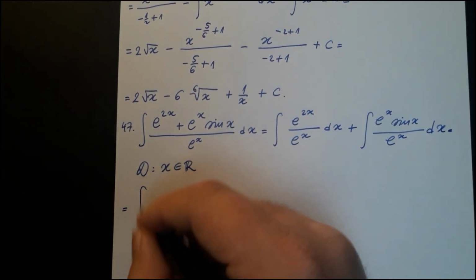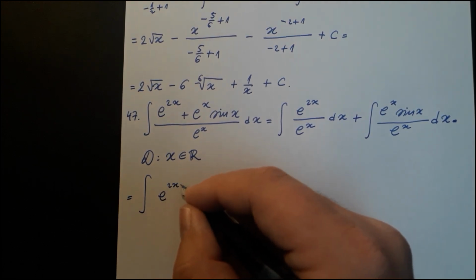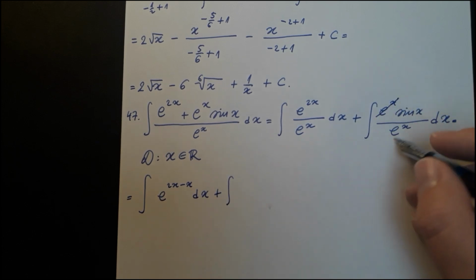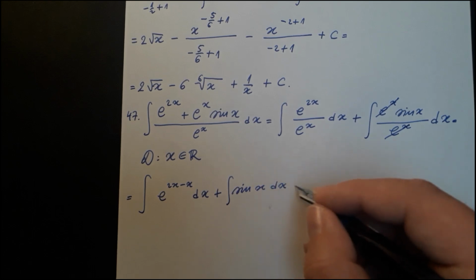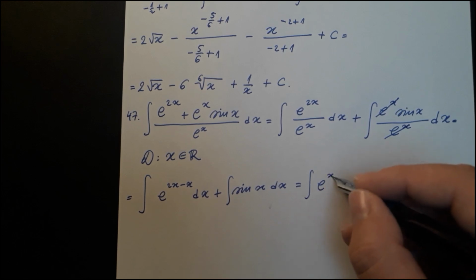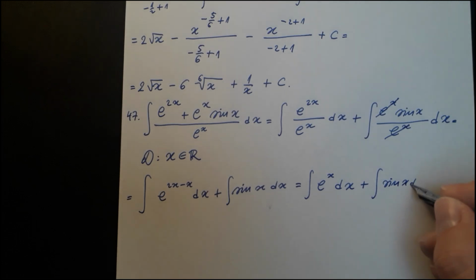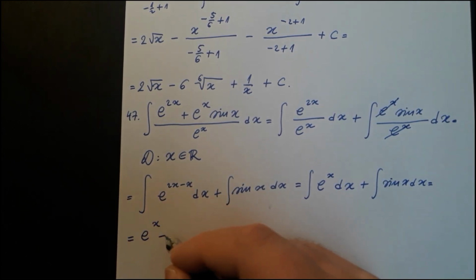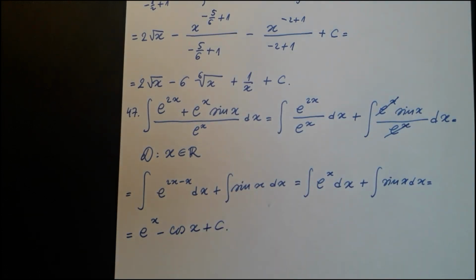This is then equal to an integral of e to the power 2x minus x dx plus an integral of, e to the power x can cancel out, and we are left with sine of x dx, which is equal to the integral of e to the power x dx plus an integral of sine x dx, which is equal to e to the power x minus cosine of x plus an arbitrary constant c.